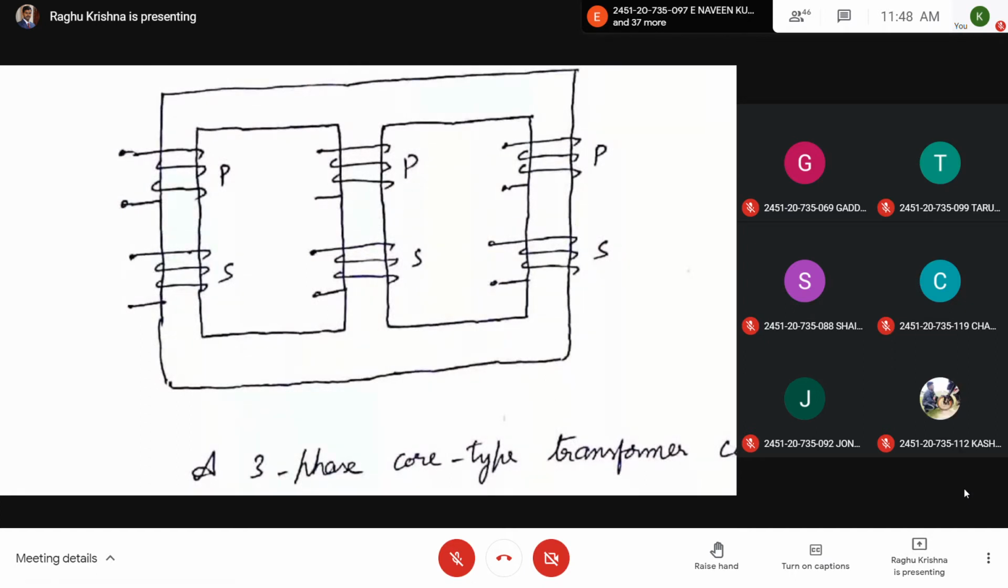Now here, you have three single-phase coils in the primary and three single-phase coils in the secondary. These three coils can be connected in star or delta connection. Based on these connections, there are different types of three-phase transformers.